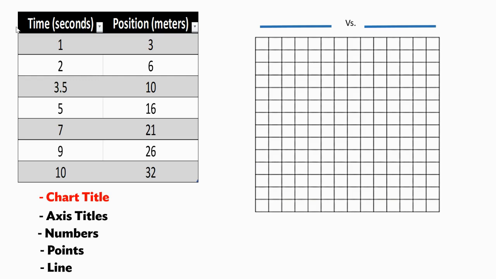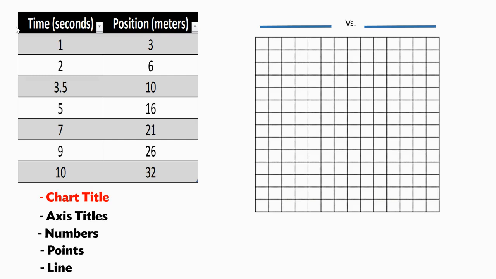So the first word is going to refer to the dependent variable, which is that thing that we're watching and seeing how it changes. Now, if you look at time and position, we were most likely looking at the position. We wanted to know how the position changed as time went on. We weren't really necessarily interested in watching the clock go from 0 to 10 seconds. We wanted to see the position and how the position changed as the time changed. So that makes position our dependent variable.